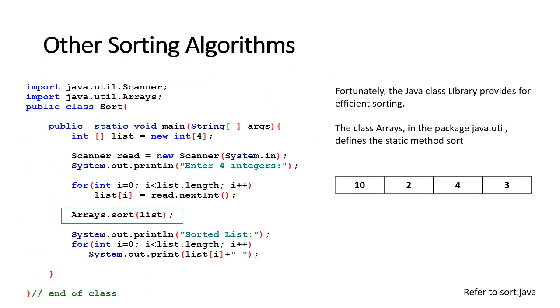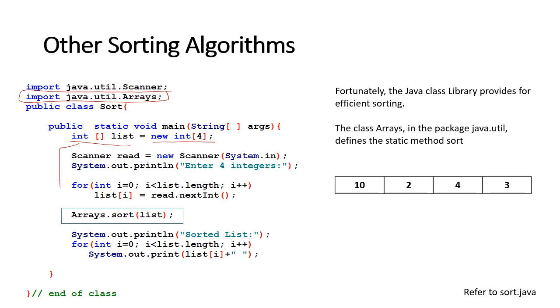We have other sorting algorithms as well, which we can use from the Java class library, and it will do the sorting for us. All you have to do is include java.util.Arrays at the beginning of your file. So let's assume we have the following: int[] list = new int[4]. So we have an array and the number of elements is 4.